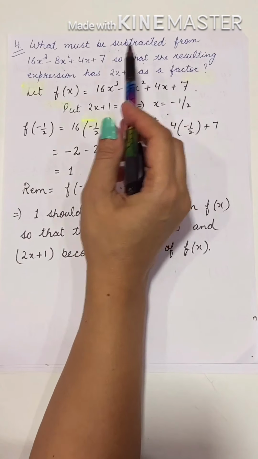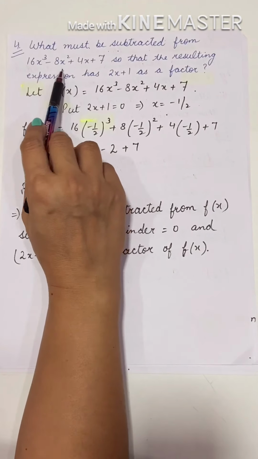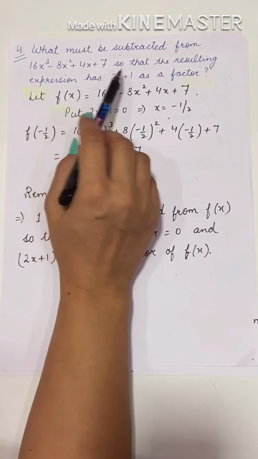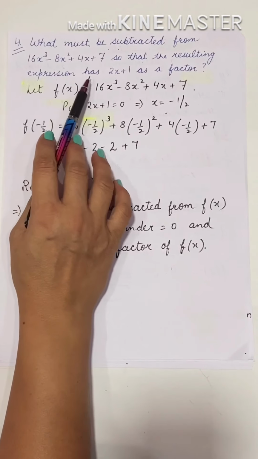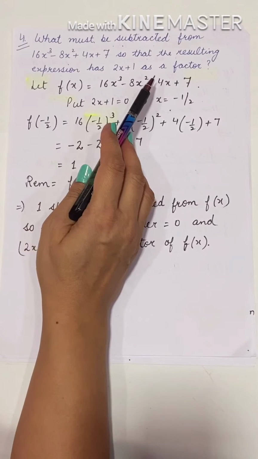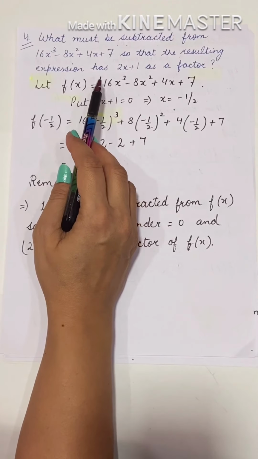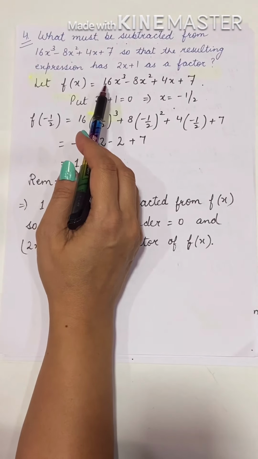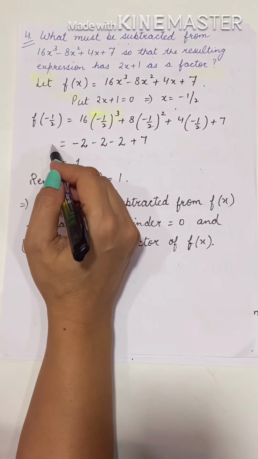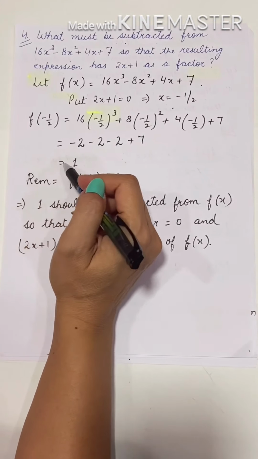What must be subtracted from 16x cube minus 8x square plus 4x plus 7 so that the resulting expression has 2x plus 1 as a factor? Again, it is a factor. 2x plus 1 is a factor. We have to show this. It means that the remainder should come out to be equal to 0.